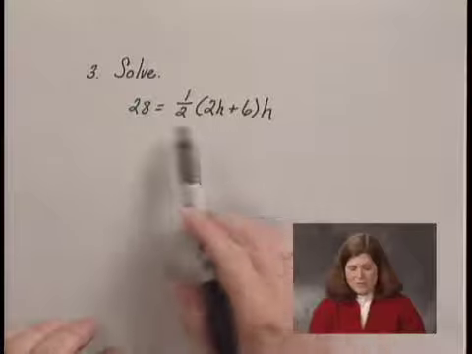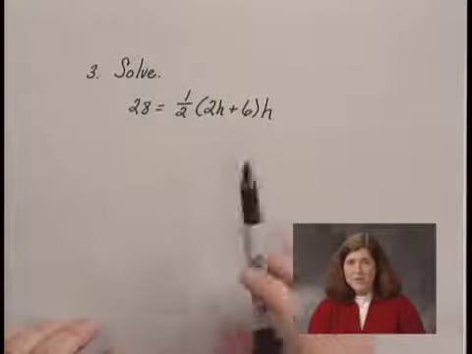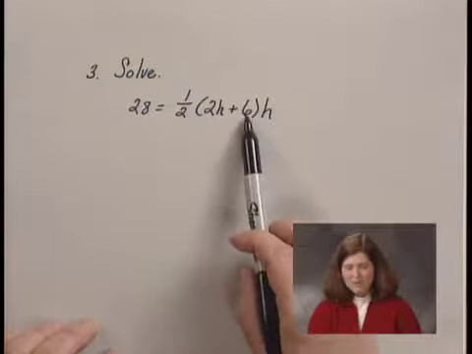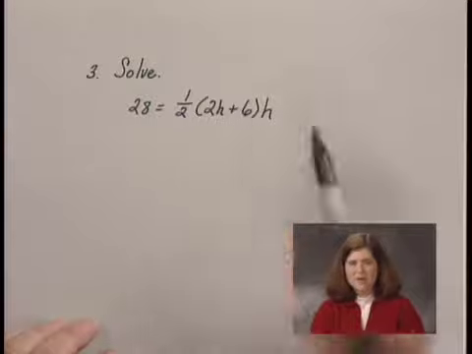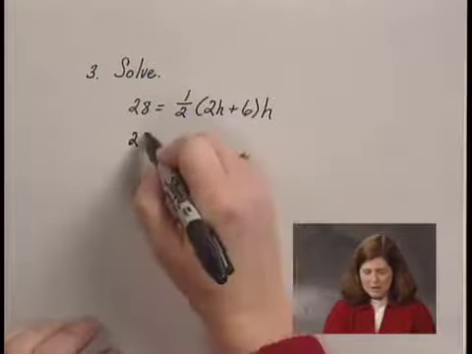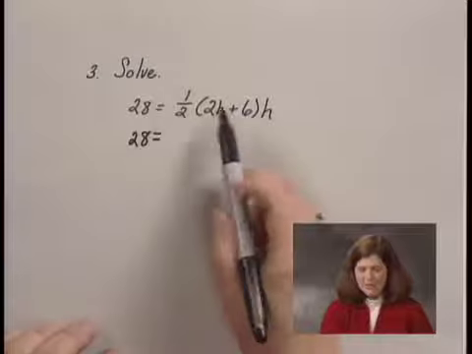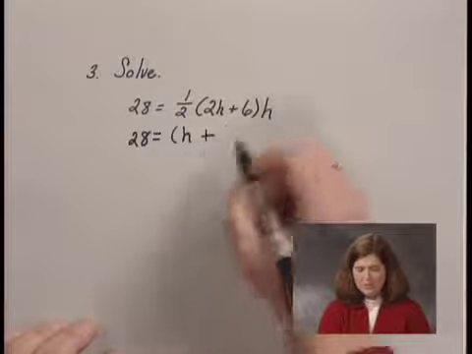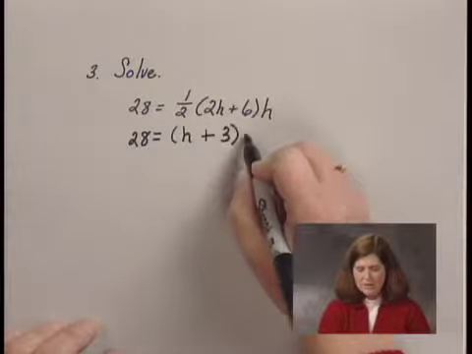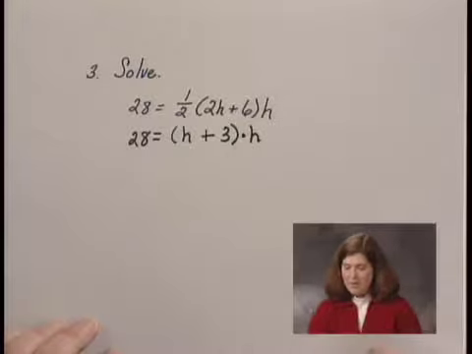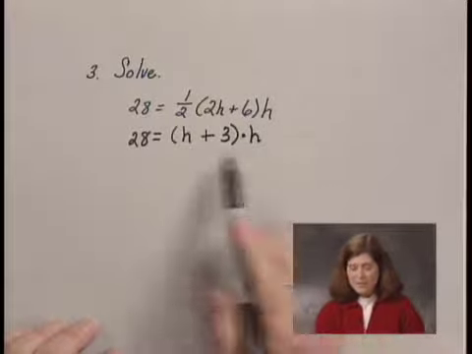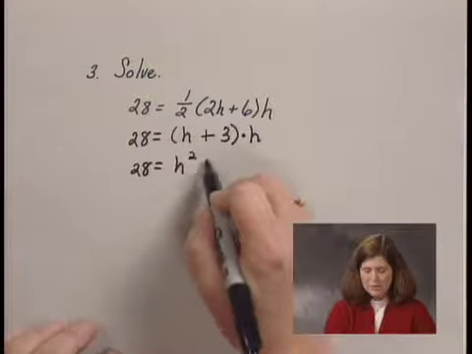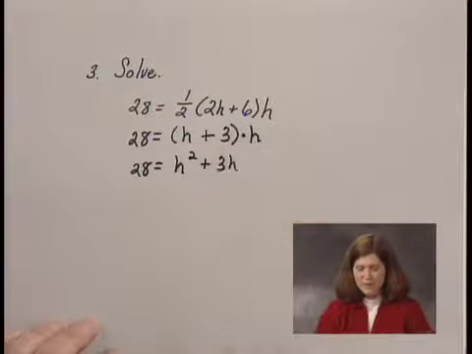The first thing we want to do is simplify. And I notice, we can do this in different order, but I notice that if I multiply 1/2 times 2h plus 6, I wouldn't have any fractions left. So I'm going to do that first. All right, 28 equals 1/2 times 2h would be h, plus 1/2 times 6 would be 3, and I still have that multiplied by h. Then I multiply this through, and I have 28 equals h squared plus 3h.